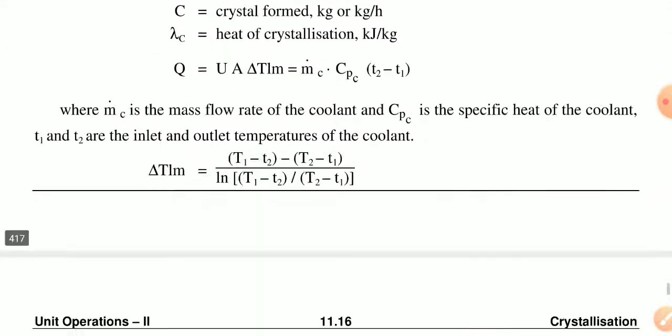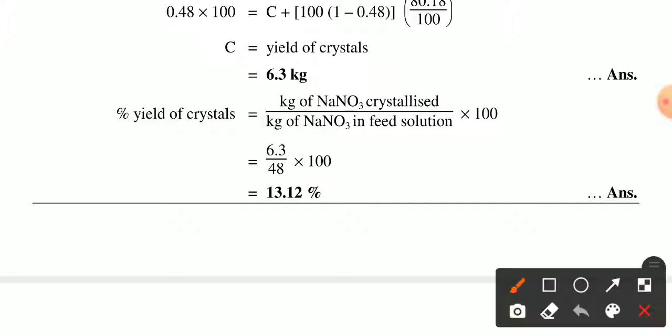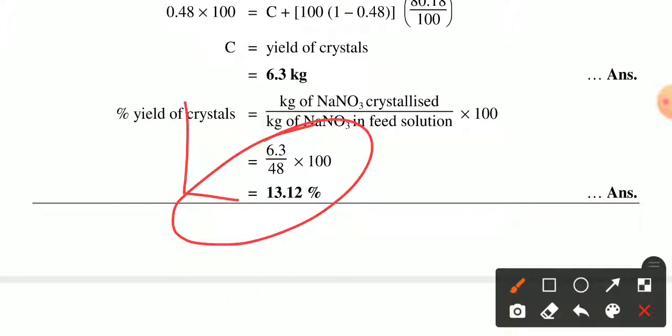We use this equation here. The percentage yield of the crystal is equal to kg of NaNO3 crystallized divided by kg of NaNO3 in the feed solution, multiplied by 100. So 6.3 by 48 multiplied by 100 is equal to 13.12. The second answer is 13.12. This is the yield.